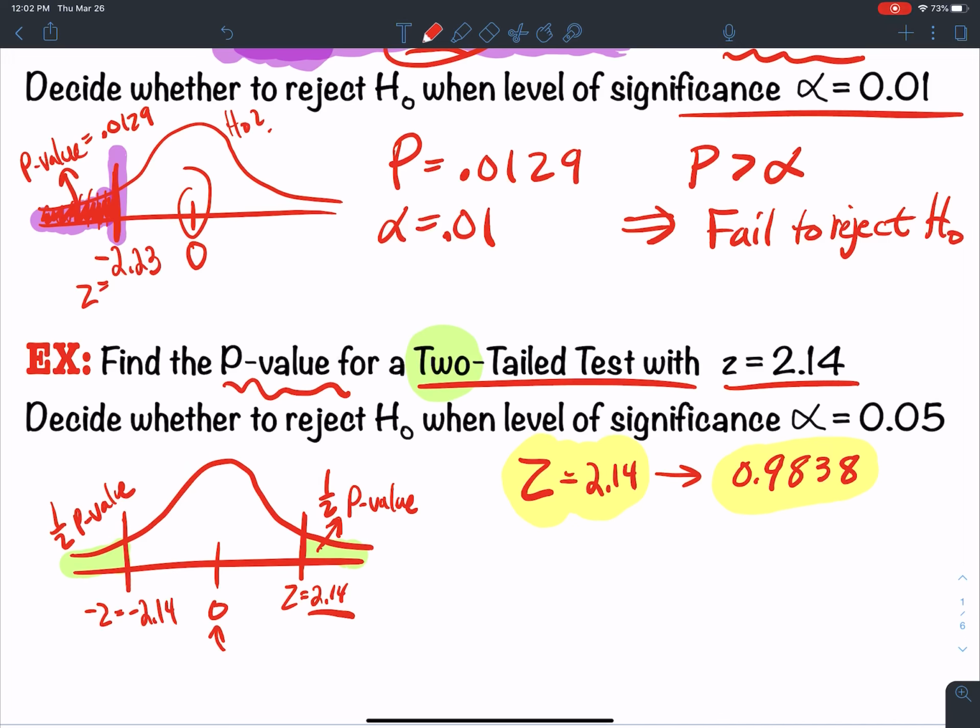So what do I have to do? I've got to do 1 minus 0.9838. And when I do this, I'm going to get 0.0162. Okay, 0.0162. Now, if 0.0162 is on this side, what do we know? What do we know?